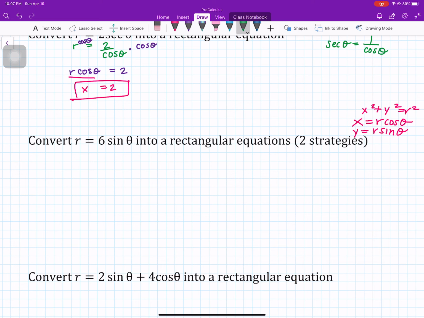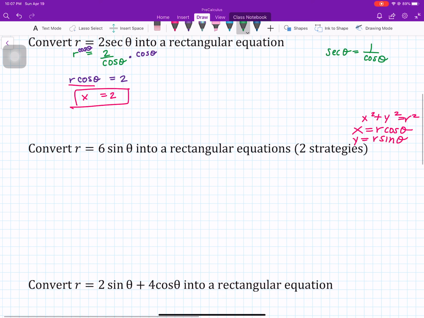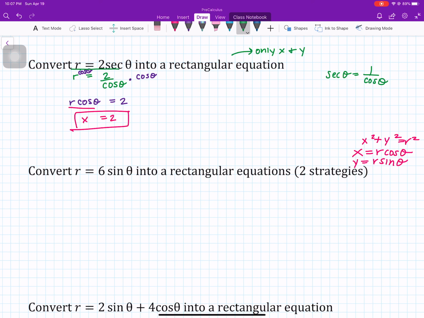So first, the previous one, because it was a secant, I ended up with a fraction that I could multiply to get rid of it. If I tried to divide by sine right now, that wouldn't really help me because there's no x or y that deal with division. So let's think about this in a different way. Since it's a sine, I'm going to be dealing with y, it's going to have a y in it, r sine of theta.